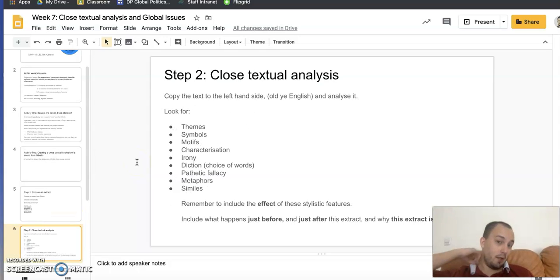So then you're going to look at a close textual analysis. I'm going to show you an example in a minute. You need to copy the text, the Old English, to the left-hand side of the page, and you need to analyze it. I have given you a link to another version of Othello that's slightly easier to copy and paste from. The No Fear version is a bit difficult to copy and paste from because of the way it's formatted.